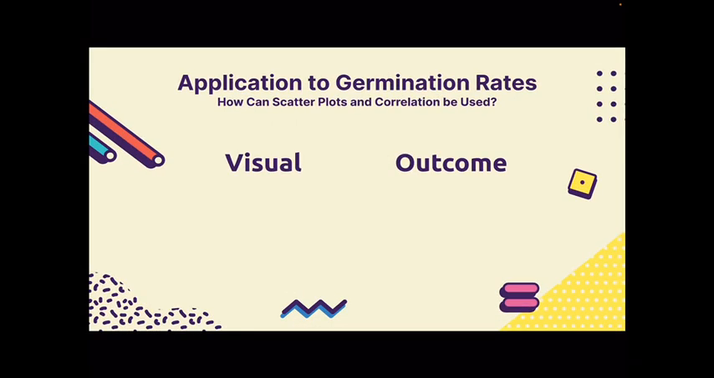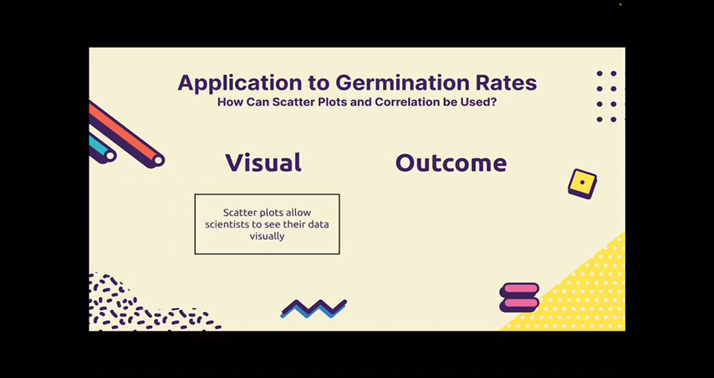Applying this to germination rates, we can use scatterplots and correlation to see the visuals and help scientists understand what their data is explaining, and the outcome, whether there's a positive or negative linear correlation.